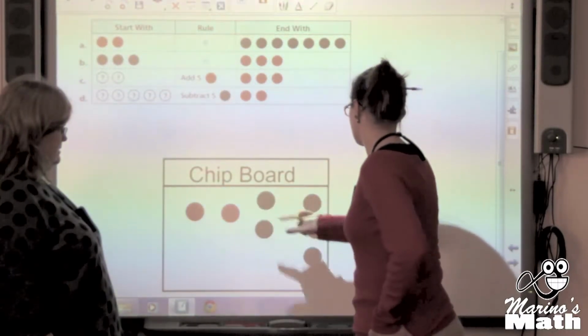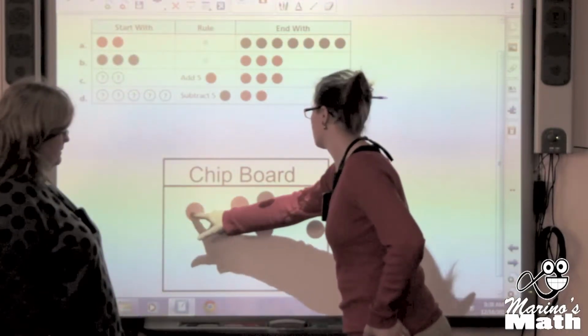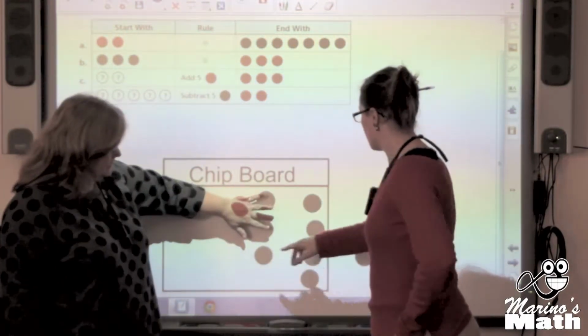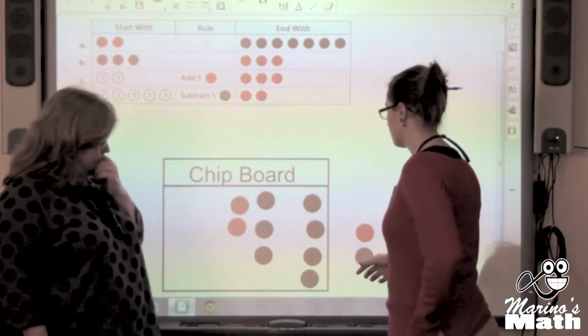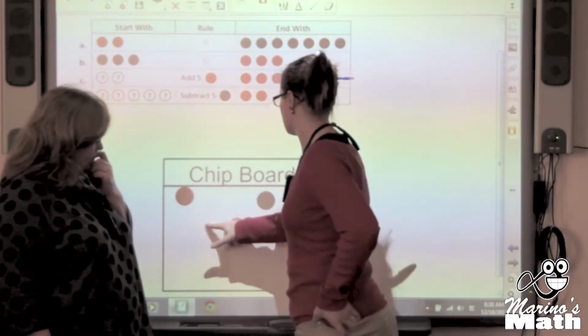Actually, let's line them up this way. So just putting on 7 black chips, since these end up being zeros, those are going to go away. You're only going to have 5 chips. So you have to get rid of these first and then put on 7.